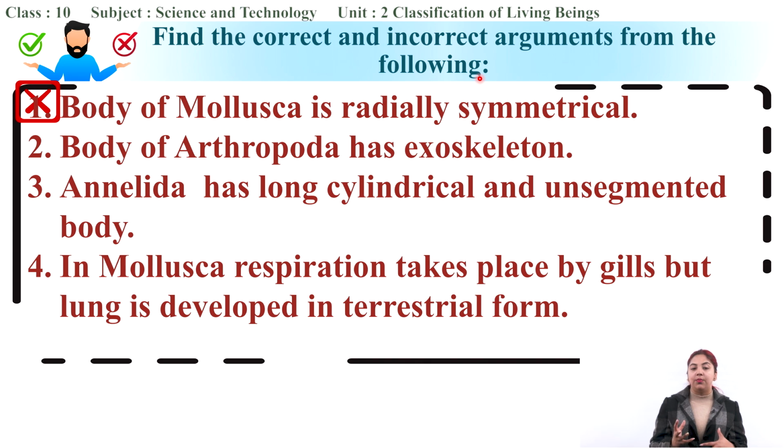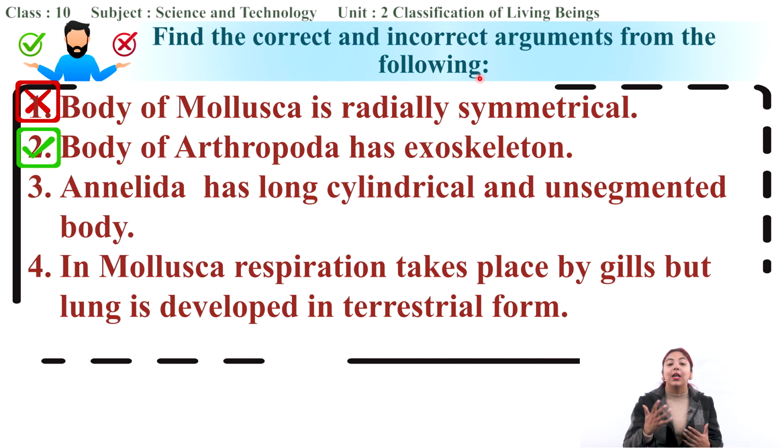Now the second argument, body of arthropoda has exoskeleton. Is this correct? Yes, it's correct, because we studied that the arthropods have a hard exoskeleton that is made up of chitin. So the second argument is correct. Now the third argument, Annelida has long cylindrical and unsegmented body. Is this correct?